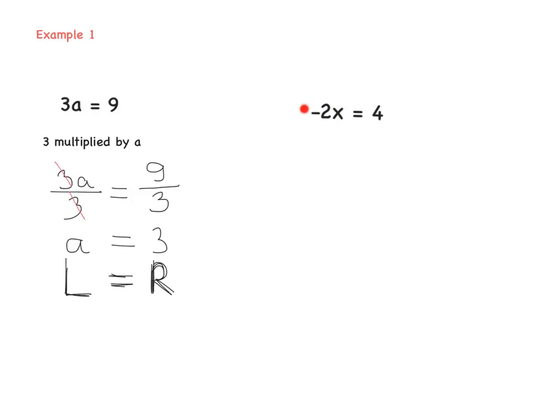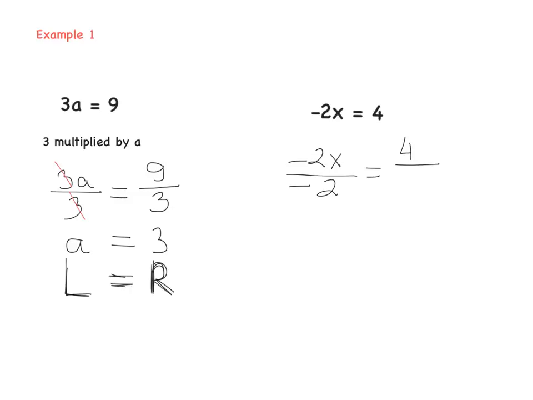So if we have multiplication here, we need to simply divide it, okay? Divide by the same number. So we need to divide by minus 2, okay? Doesn't matter is it positive or negative, still we need to divide by it. So let's write it down. Minus 2x divided by minus 2 equals, and the same thing to the right side, okay?